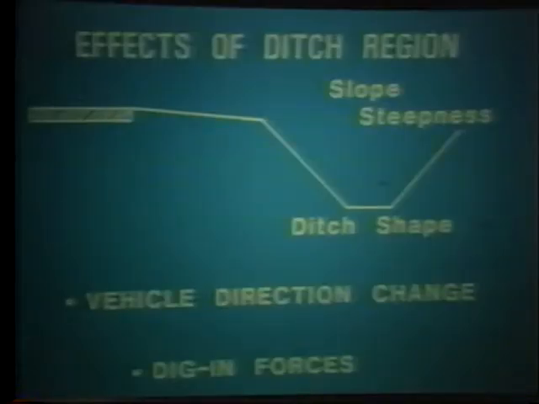The impact of vehicles is more severe the steeper the front and back slopes of the ditch. The cross-section of the ditch also influences impact severity. High impact forces are transmitted through the front bumper of the vehicle if it digs into the back slope of the ditch. High vertical forces are produced when the vehicle suddenly changes direction from downwards on the front slope to upwards on the back slope.